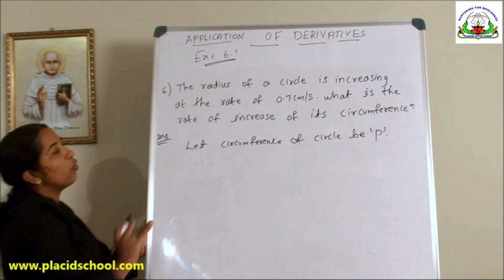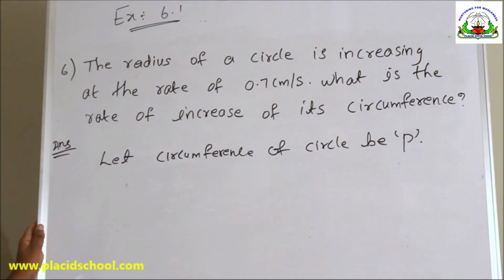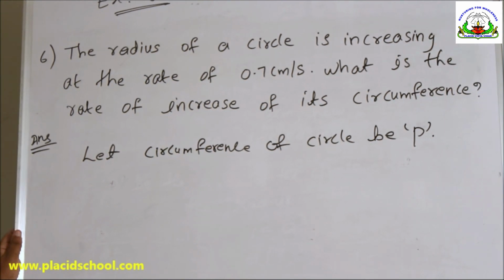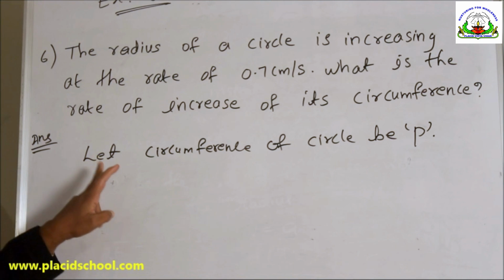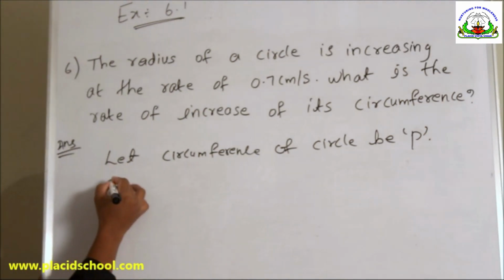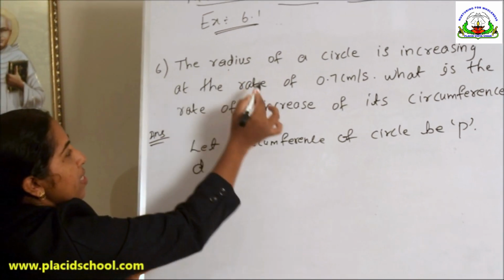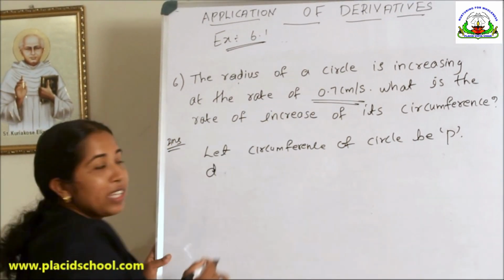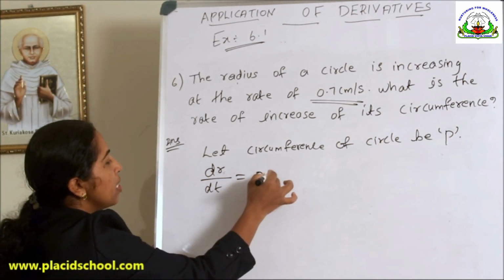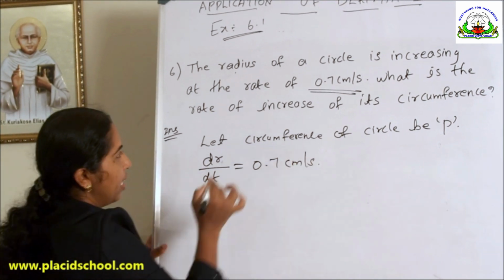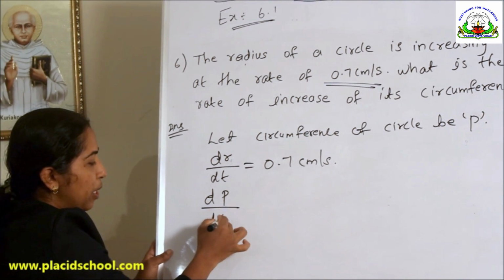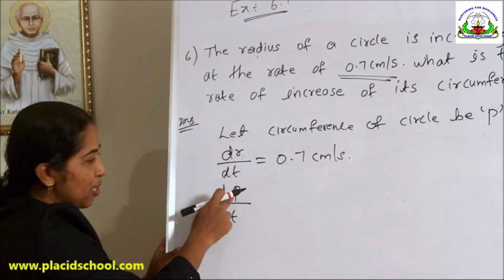Next question. The radius of a circle is increasing at the rate of 0.7 centimeter per second. What is the rate of increase of its circumference? Let the circumference of the circle be P. According to the question, the radius is increasing at the rate of 0.7 centimeter per second. So the rate of change of radius with respect to time is 0.7 centimeter per second. We have to find the rate of change of circumference with respect to time. We have denoted the circumference as P.